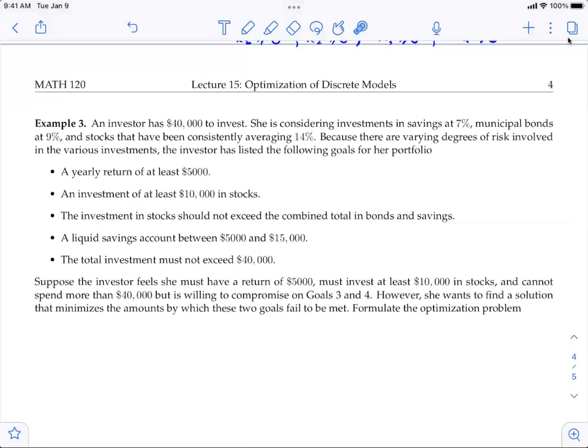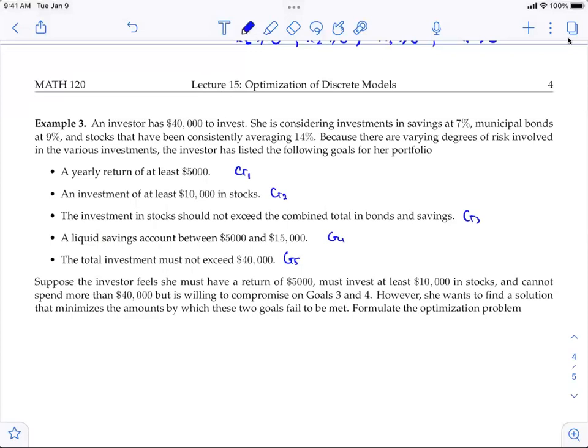Now, suppose the investor feels she must have the return of $5,000. We all want that, right? And must invest at least $10,000 in stock and cannot spend more than $40,000, but is willing to compromise on goal 3 and 4. So let me name this. So goal 1, goal 2, goal 3, goal 4, and goal 5. However, she wants to find a solution that minimizes the amount by which these 2 goals fail to be met, right? So let's formulate this optimization problem.